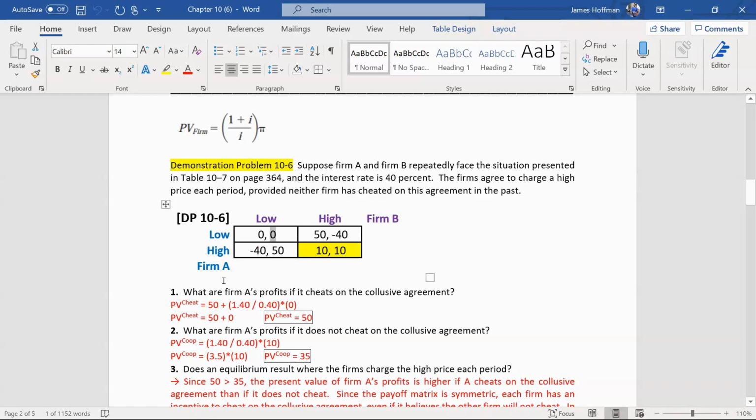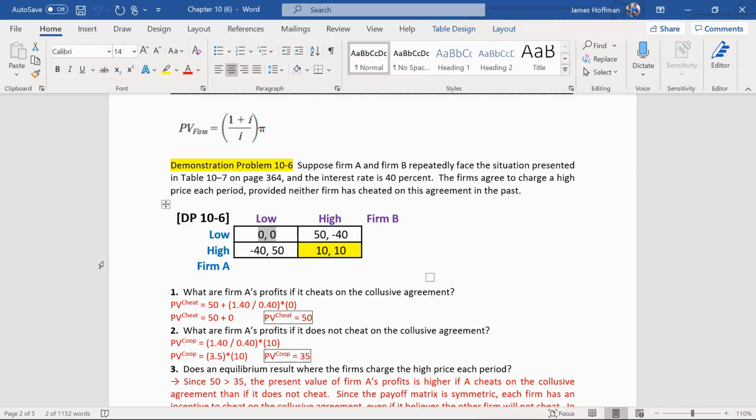And if firm A goes high, firm B could respond by going low and getting 50 or going high and getting 10. And so you can see that both firms, if you do the analysis like we did before, with no agreement, both firms will have a dominant strategy of going low, and the result will be this. Yeah, that's the Nash equilibrium. But you can clearly see if they play this game, especially multiple times, that they can both get 10 every time if they agree to price high instead of low.